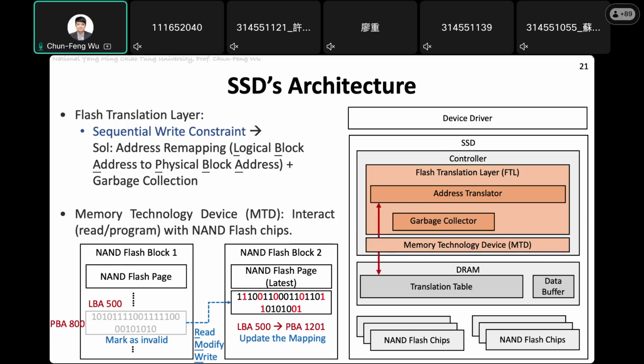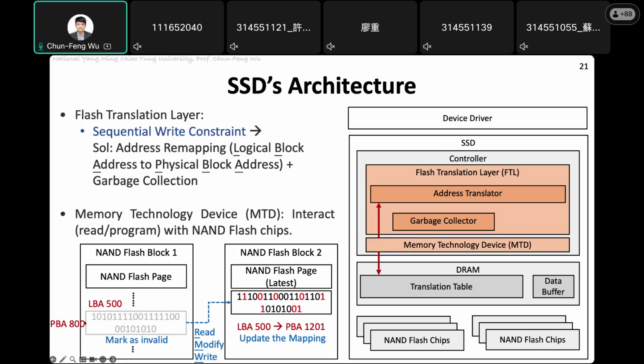Let me show you very briefly how the SSD gets data from the NAND flash chips. Once the SSD controller gets a request from the operating system, the device driver being part of the operating system, you can think of it as the operating system sending a request saying, hey, please return me LBA 500. The controller gets LBA 500 and runs a translator. The translator checks the translation table inside DRAM to see where LBA 500 is.